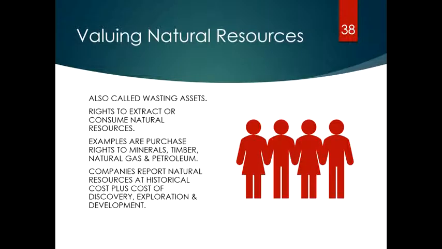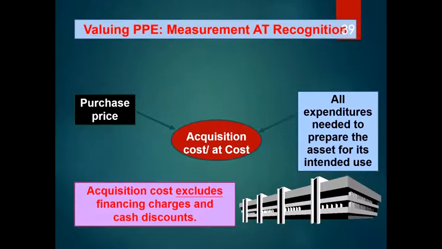So companies report natural resources at historical cost plus cost of discovery, exploration and development. Okay, ni macam mana kita value natural resources dekat historical cost tambah dengan discovery, explore and development. So now kita tengok pada valuing PPE.